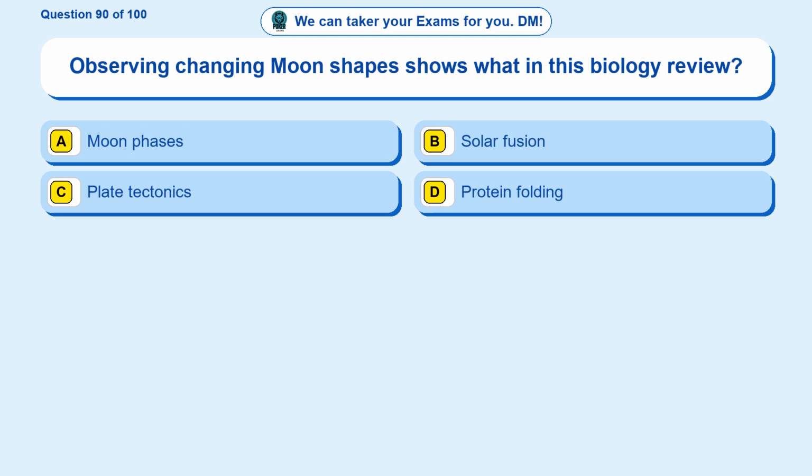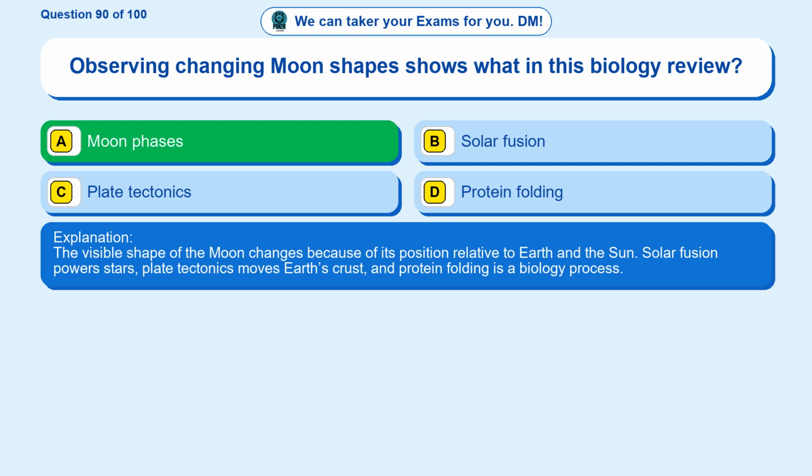Question 90. Observing changing moon shapes shows what in this biology review? Option A, moon phases. Option B, solar fusion. Option C, plate tectonics. Option D, protein folding. The correct answer is option A. Moon phases. The visible shape of the moon changes because of its position relative to Earth and the Sun. Solar fusion powers stars, plate tectonics moves Earth's crust, and protein folding is a biology process.